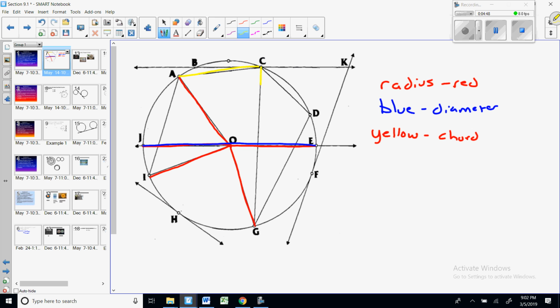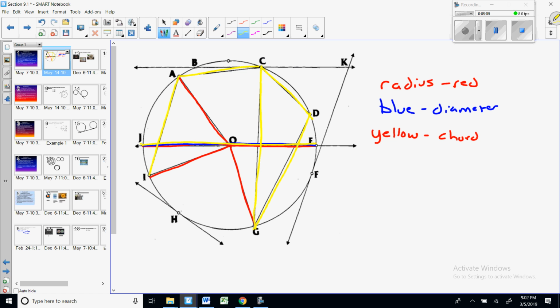AC is a chord. C to G is a chord. D to G is a chord. C to D is a chord. J to E is a chord. Other chords, A to I. Okay, those I believe are all the chords of the circle there that we've highlighted in yellow.